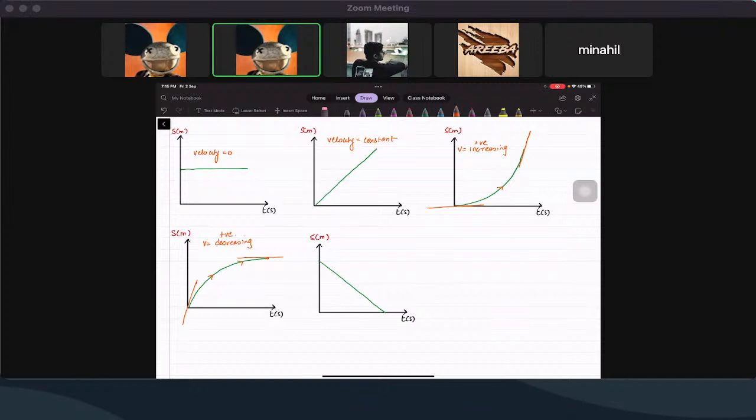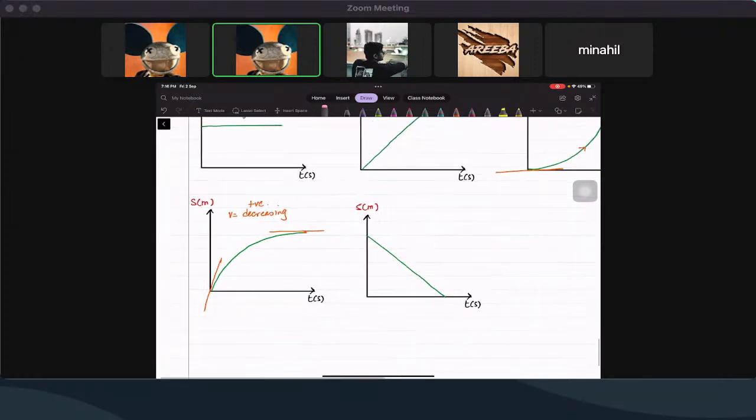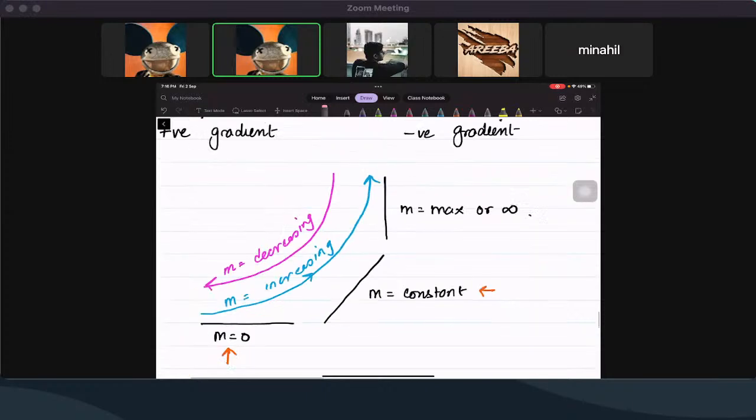Burhan, Manahil, do you guys understand this? Yes. Sir, can you explain this one again, the one you just did? Yes. So basically when you draw the tangent, a tangent is a line that touches only one point of the curve, right? So you see it's almost vertical and then it becomes horizontal at the end, which means it's this case, vertical to horizontal. So it means the gradient is decreasing. Understood?